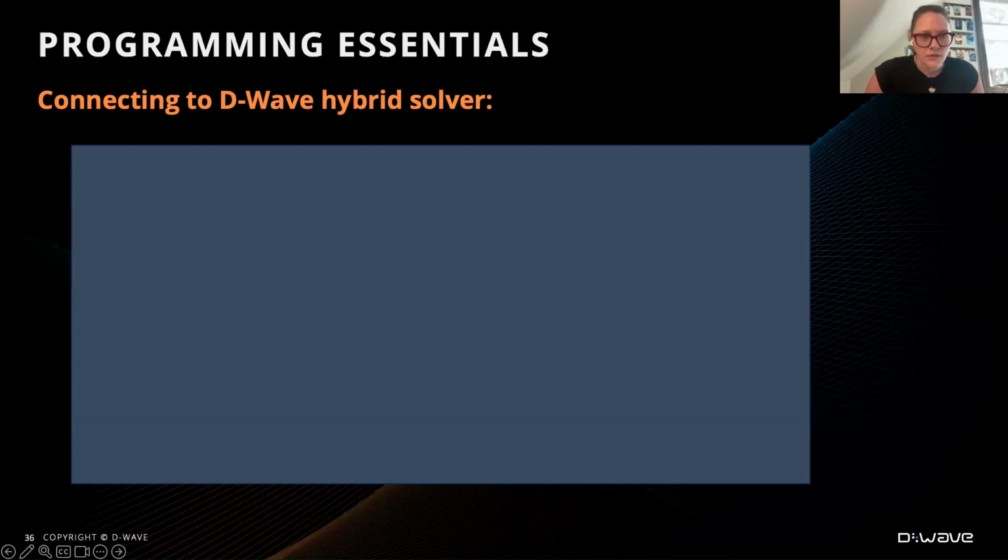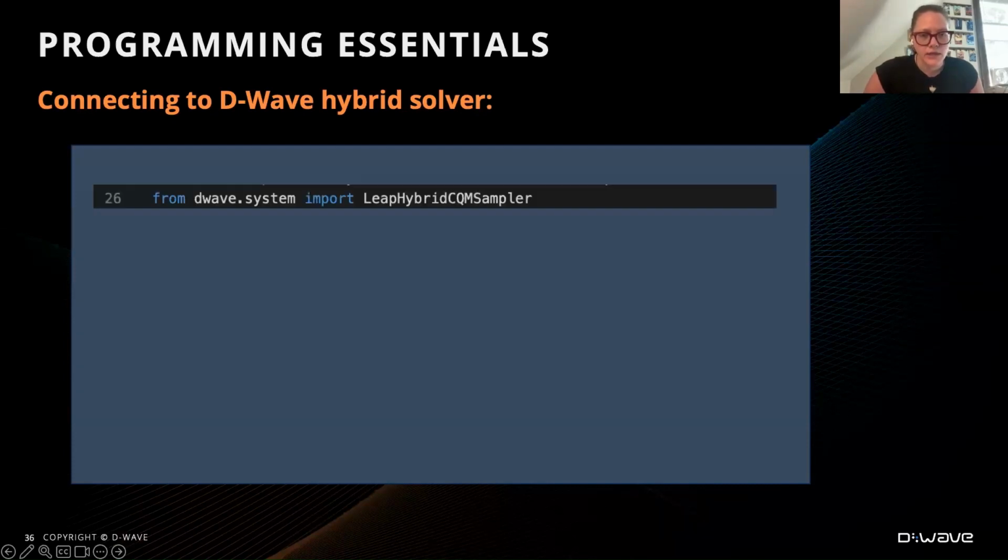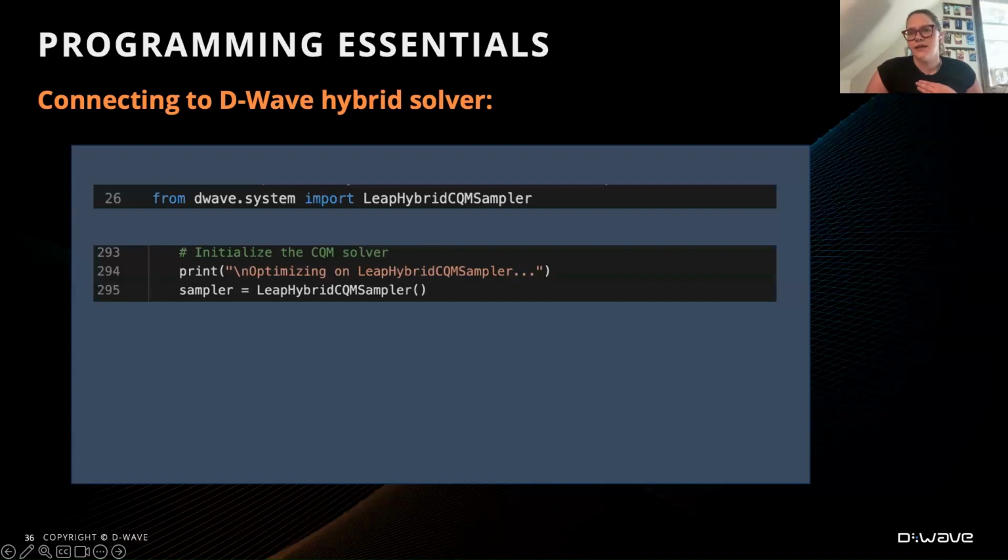My mouse keeps going backwards for some reason. I don't know why it's doing that, but we'll use this Leap hybrid CQM sampler, and we can instantiate, again, an instance. And this sampler name is what we'll use to actually get results from the system.